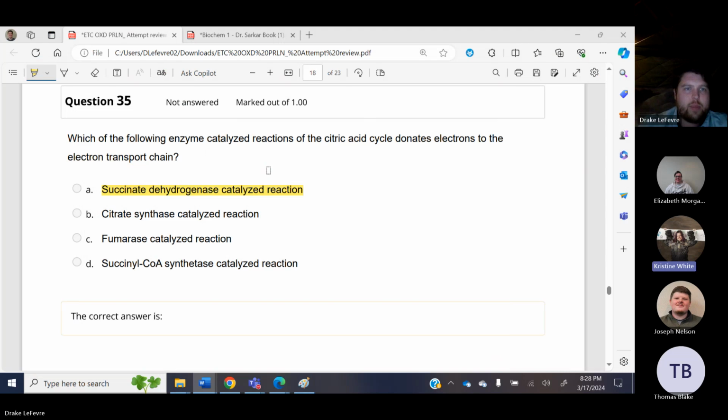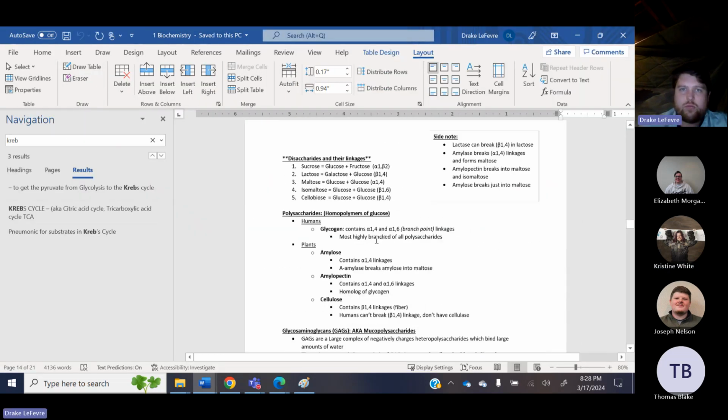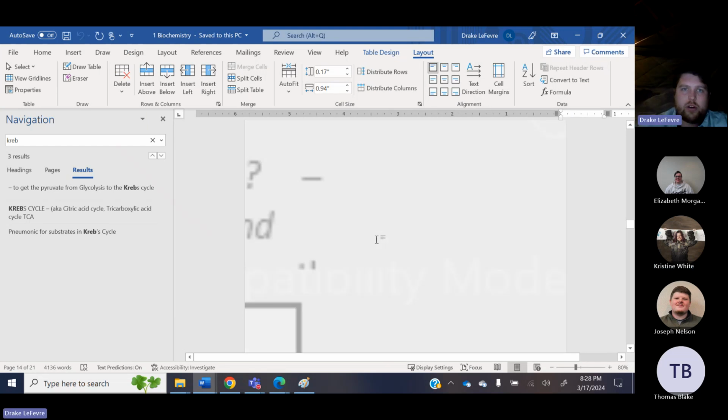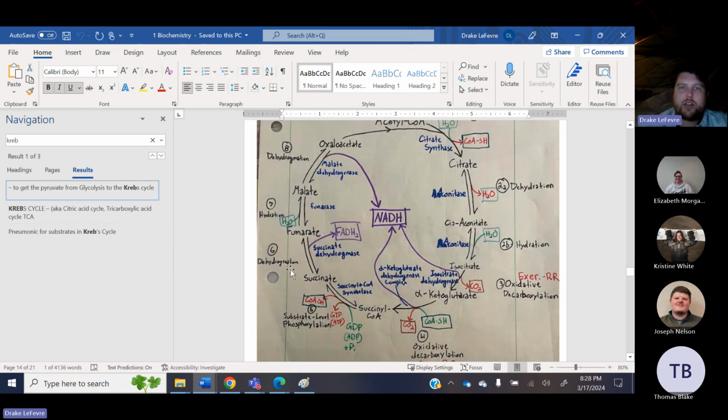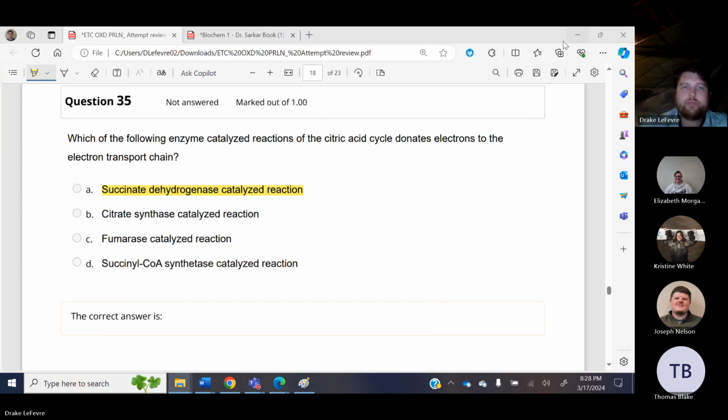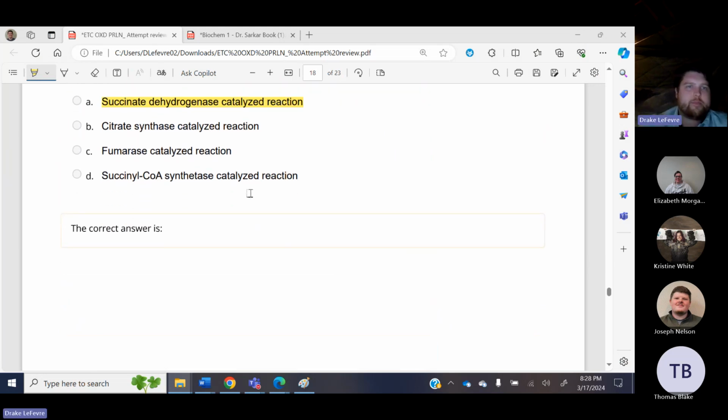Okay. So the succinate dehydrogenase should be on our Krebs cycle. Our succinate dehydrogenase produces not NADH, but FADH2, which gives us electrons.